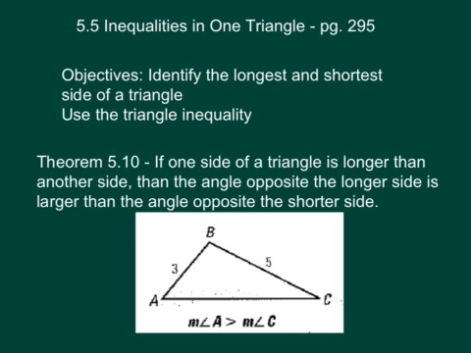The first theorem is theorem 5.10. If one side of a triangle is longer than another side, then the angle opposite the longer side is larger than the angle opposite the shorter side. So for instance, if we look at triangle ABC, we notice that BC is longer than AB. So that means that angle A, because it's opposite of the longer side, is greater than angle C, because angle C is opposite the shorter side. So angle A is larger than angle C.